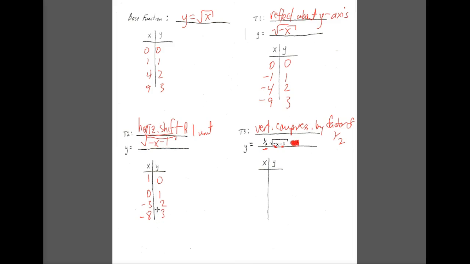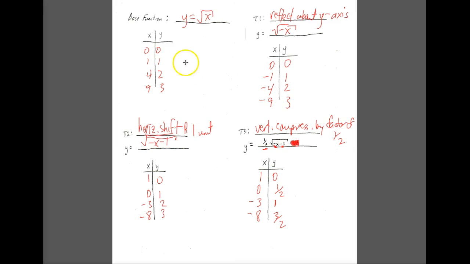And then once that's done, we do the last one, which is applying the 1/2. The 1/2 that is there is a vertical compression, so we're multiplying all of our y values here by 1/2, and we keep all the x values the same at this point. So if we do that, that would be 0. 1/2 times 1 is 1/2. 1/2 times 2 is 1. And 1/2 times 3 is 3/2.